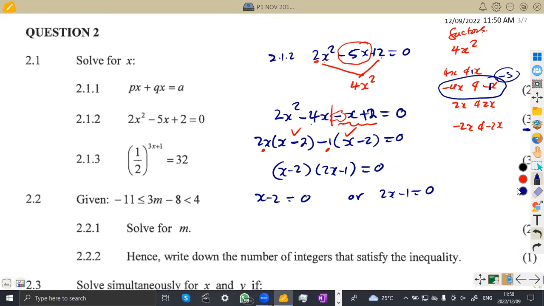From this part, if we transpose -2 to that side, it would be positive, so x is equivalent to 2. Then, starting by transposing 1 to this side, it is going to be positive. Then you divide by 2 on both sides, so that will be 1/2. So these are the two possible values of x that we can have from that equation.